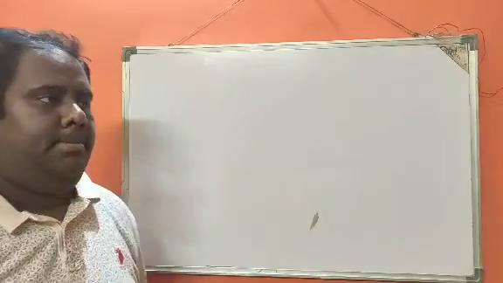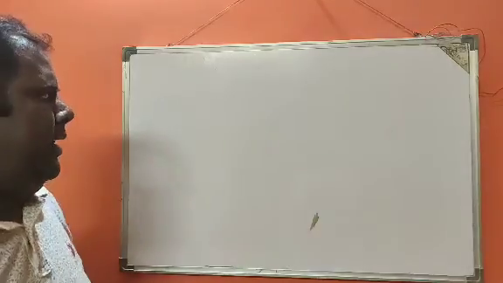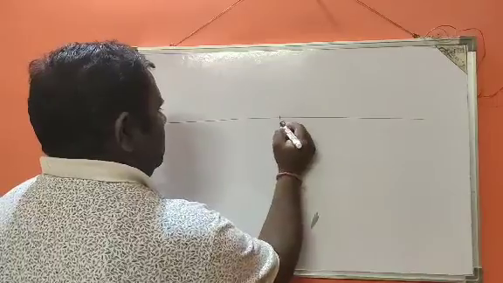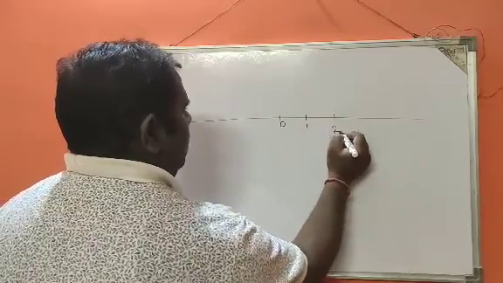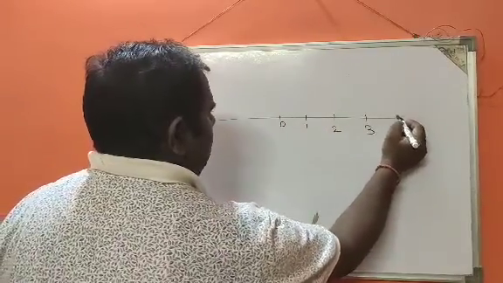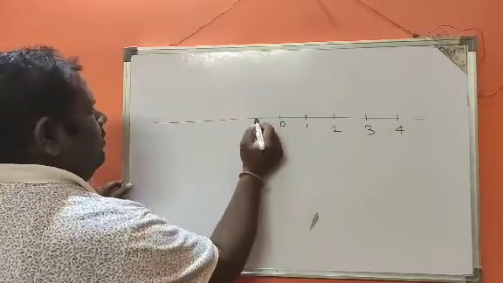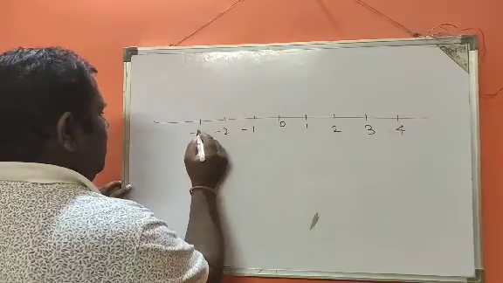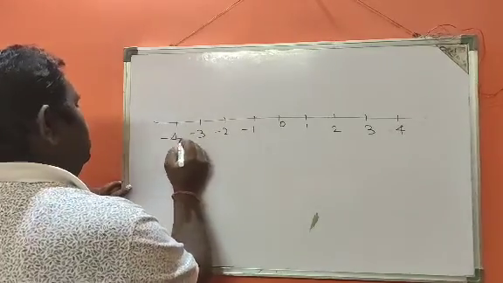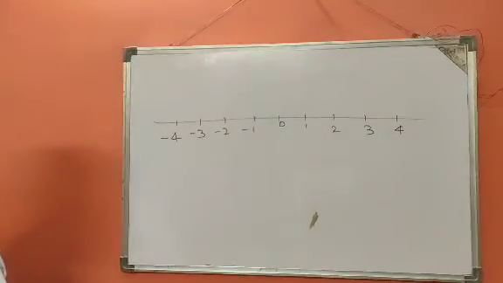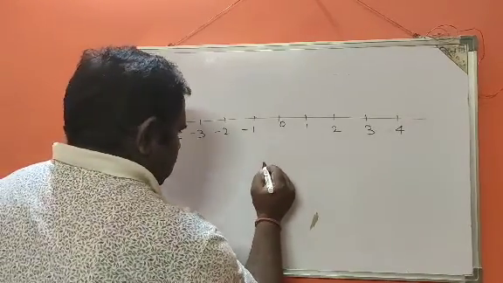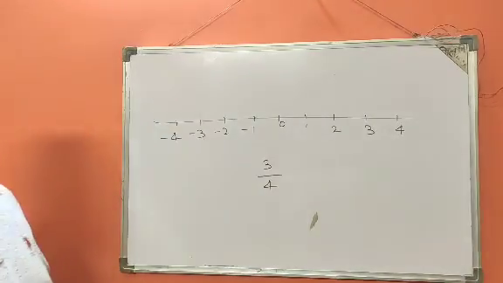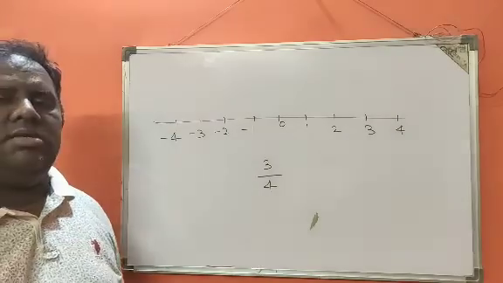Now number line. Number line, you know, here 0, 1, 2, 3, 4. If we go to the left hand side, minus 1, minus 2, minus 3, minus 4. Suppose that 3 upon 4. This is a rational number.